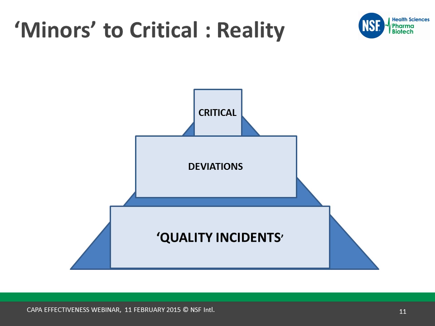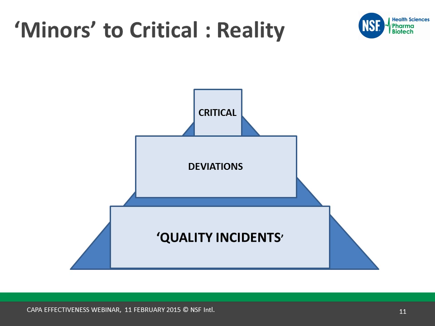We know that if we're going to reduce the risk of a fatality, we need to drive down the number of major safety incidents. And in order to drive down the number of major safety incidents, we need to drive down the number of minor incidents. The same applies in deviations and incidents, in the sense that we've got to fix the minors in order to drive down the more major deviations. And then in doing so, we significantly reduce the risk of a critical incident happening.